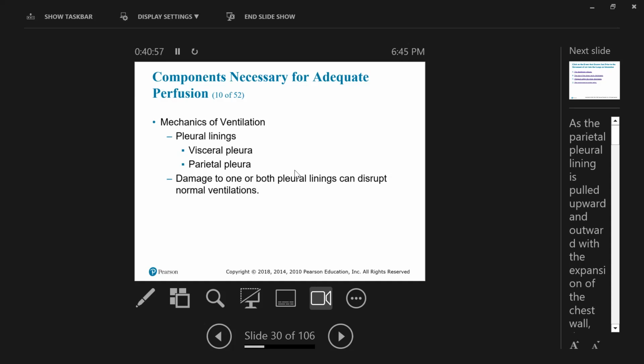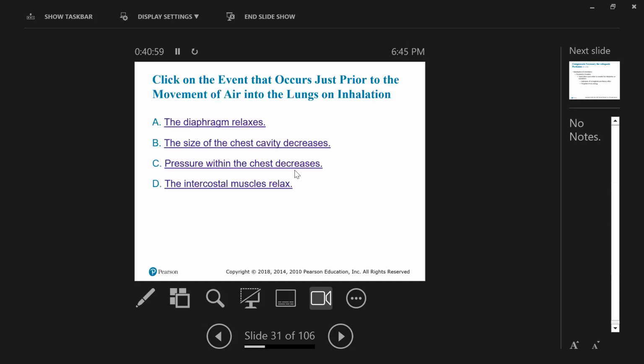So any damage to one of these things can disrupt normal ventilation. Now, question: check the event that occurs just prior to the movement of air into the lungs on inhalation. Does the diaphragm relax? Does the size of the chest cavity decrease? The pressure within the chest decreases, or the intercostal muscles relax?